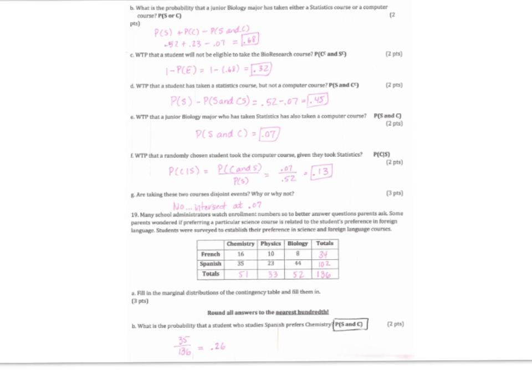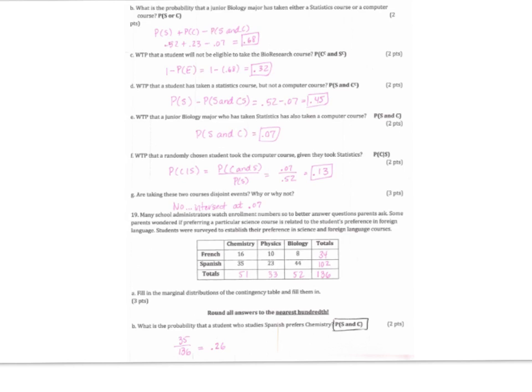All right, on this page, you can just take a look, pause it if you need to, and look at how to go about doing it. I had a lot of people in B forgetting to subtract off the probability of statistics and computer. So you had an answer of, I don't even know what it was, 0.80, 0.75 maybe, but it's 0.68.